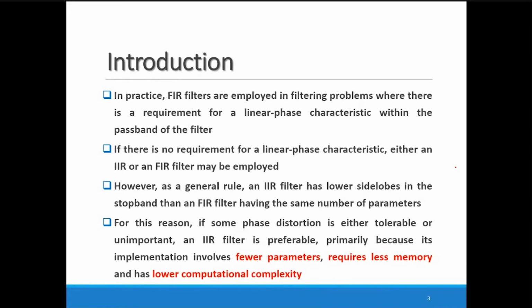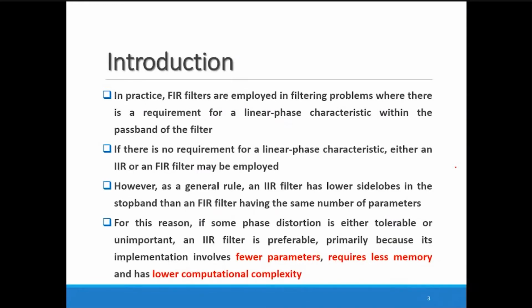So for this reason, if some phase distortion is either tolerable or unimportant, if we can tolerate some phase distortion, in that case the IIR filter is preferable because its implementation involves fewer parameters compared to FIR filters. Fewer parameters are needed, it requires less memory, and has lower computational complexity. These are the advantages we get compared to FIR when we implement the filter with IIR.